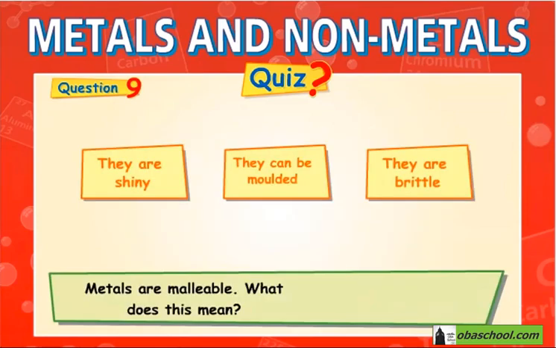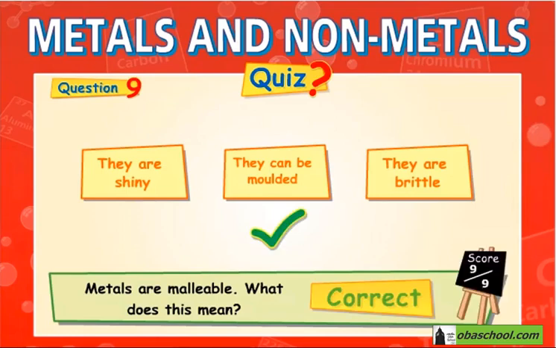Metals are malleable. What does that mean? They are shiny, they can be molded, or they are brittle? The correct answer is that they can be molded. Brittle is the opposite of malleable.